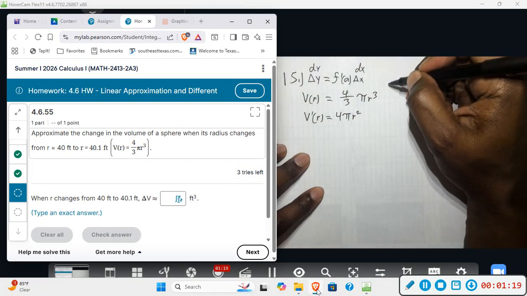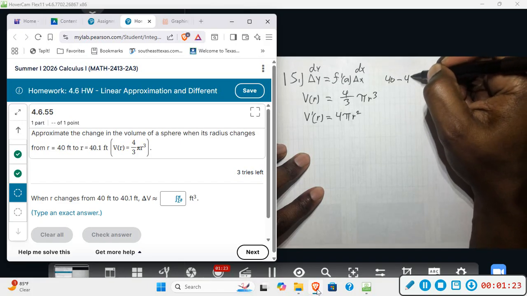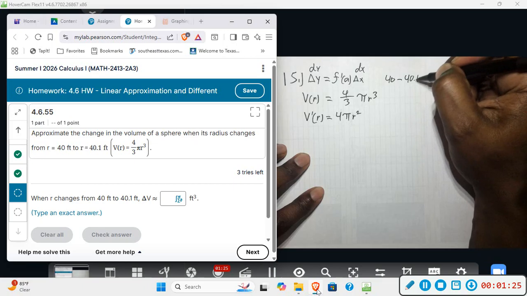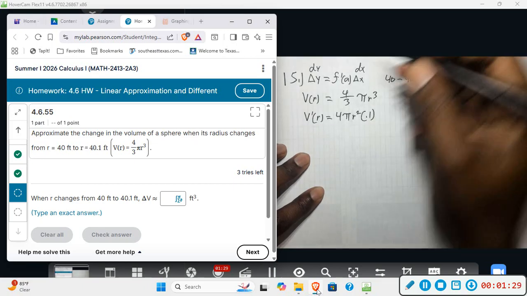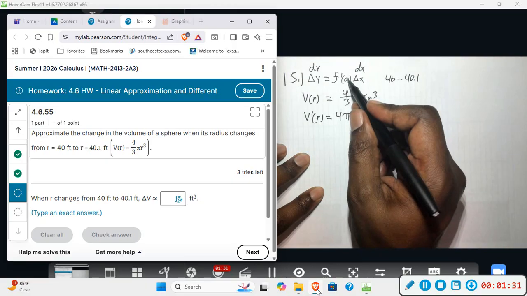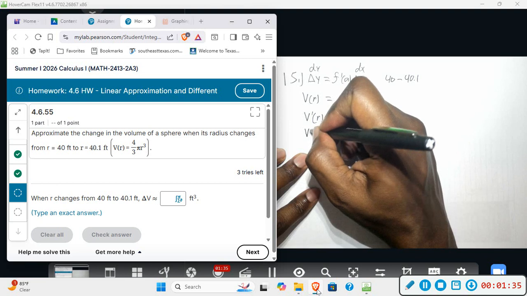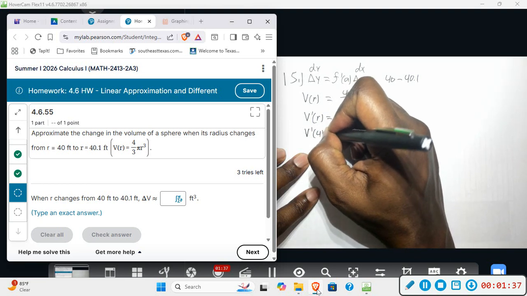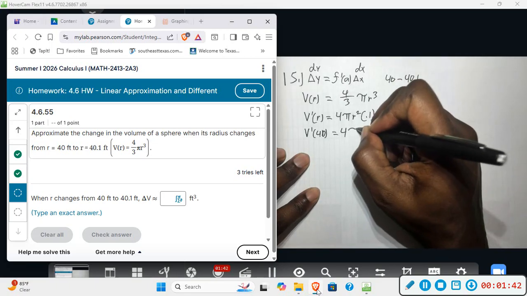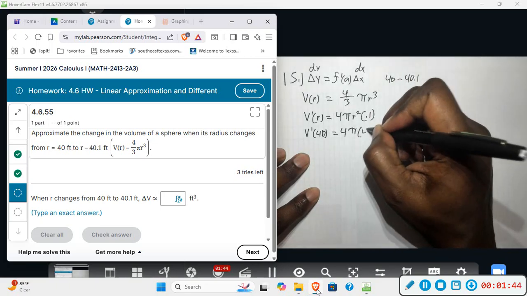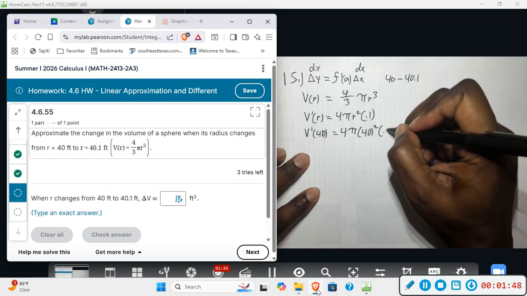In this case, we went from 40 to 40.1, so we increased by 0.1, so the difference is going to be times 0.1. All right, and then all we're going to do is plug in our initial value, which was 40. It's going to be 4 pi times 40 squared times 0.1.